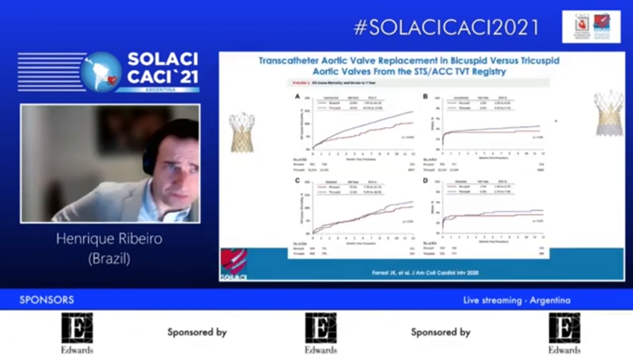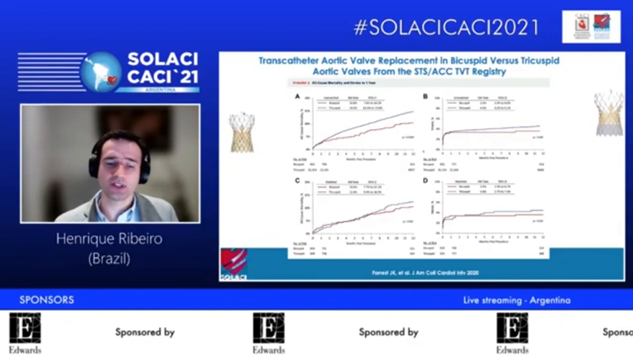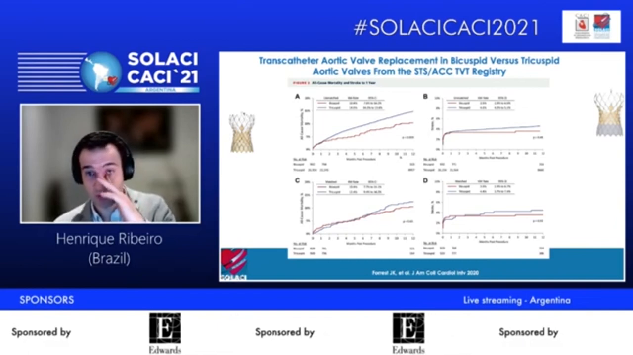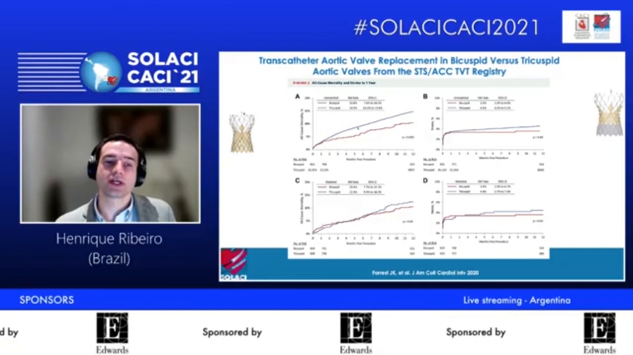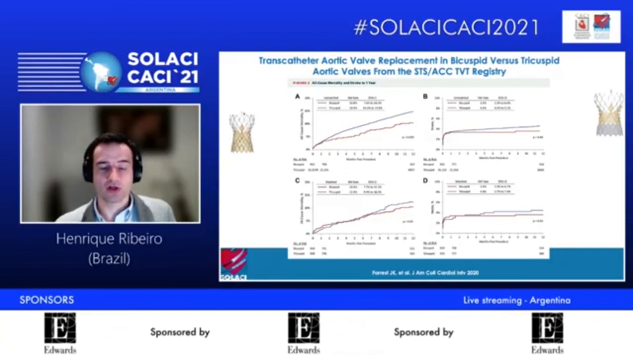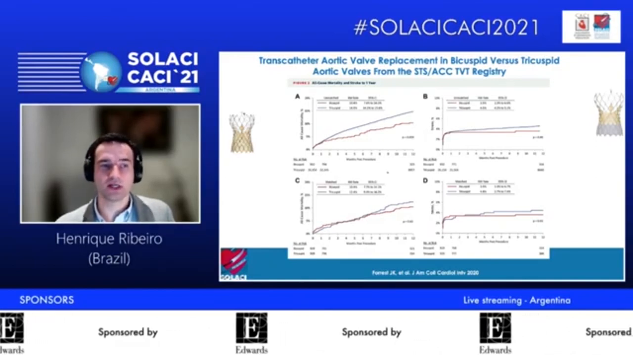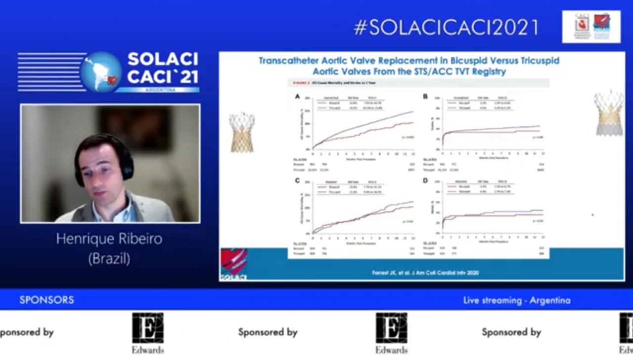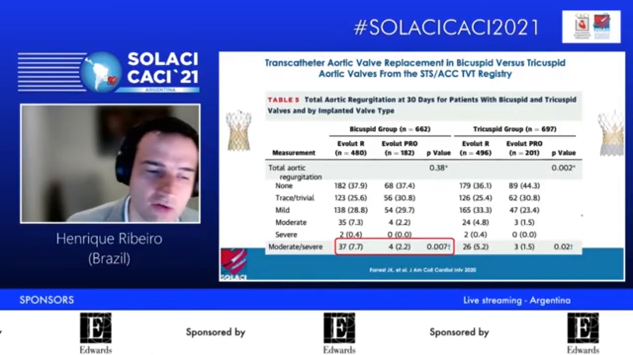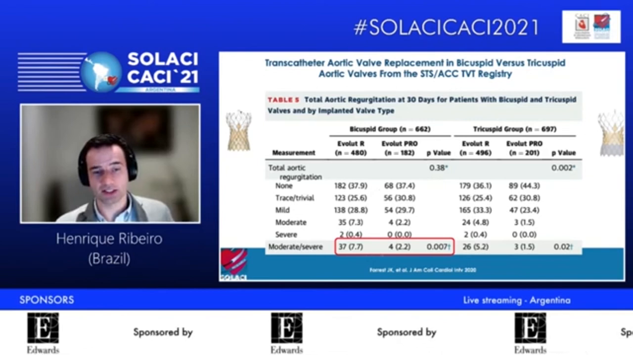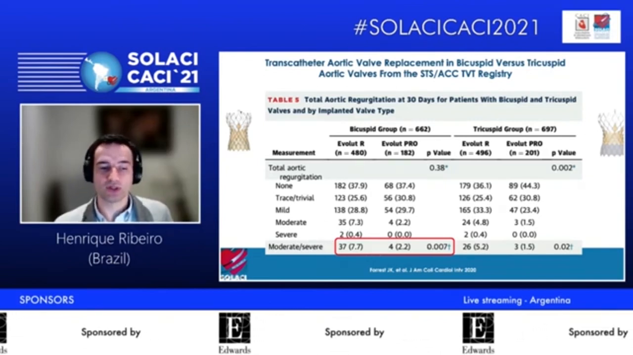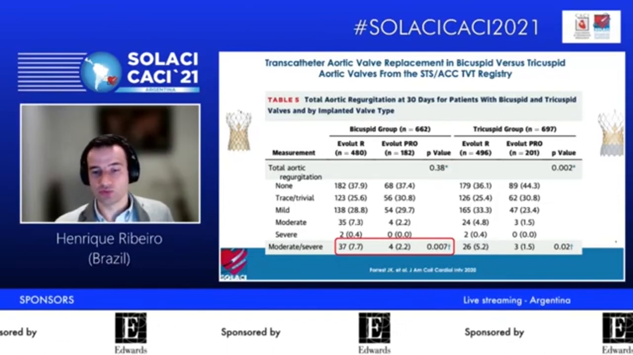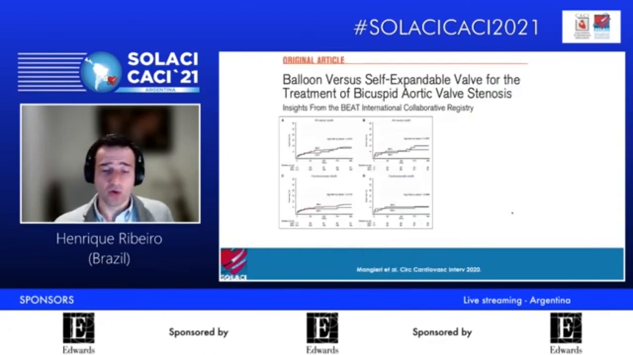More recently, in this same STS registry, Dr. Forrest presented and published last year the comparison of Evolut R and PRO in patients with bicuspid versus tricuspid valve. The number of patients was a little smaller, a little less than 1,000 patients. But as you can see here on the bottom, after the adjustments, there was also no difference in mortality and stroke comparing bicuspid to tricuspid using a self-expandable valve. It's important to highlight in this publication that when comparing Evolut R and PRO, the rate of moderate to severe paravalvular leak was three times lower using the Evolut PRO device as compared to Evolut R.